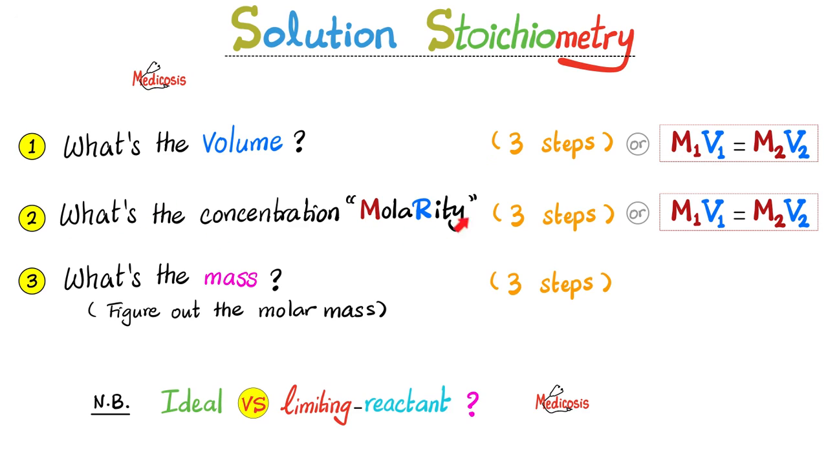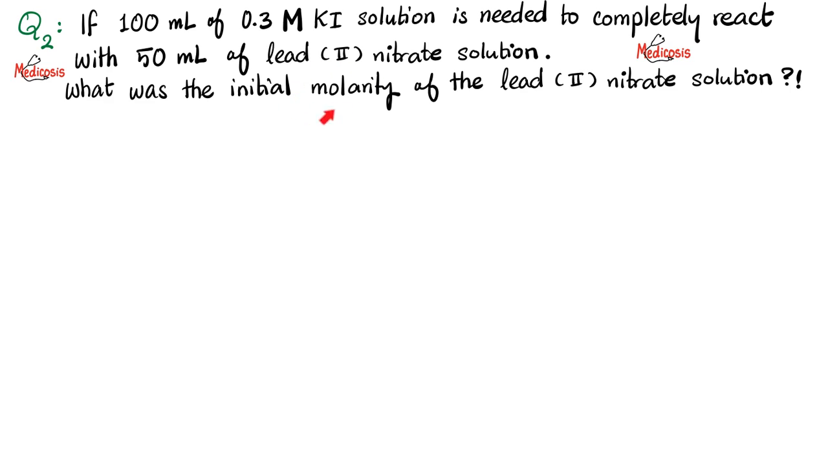Next, what is the concentration or the molarity? So let's practice. This one is going to ask you about the molarity. If 100 ml of 0.3 molar KI solution is needed to completely react with 50 ml of lead 2 nitrate solution, what was the initial molarity of the lead 2 nitrate solution? Pause the video and try to solve this yourself.